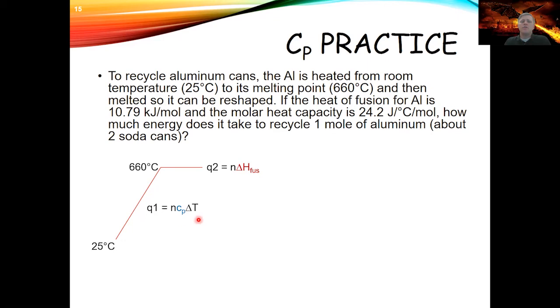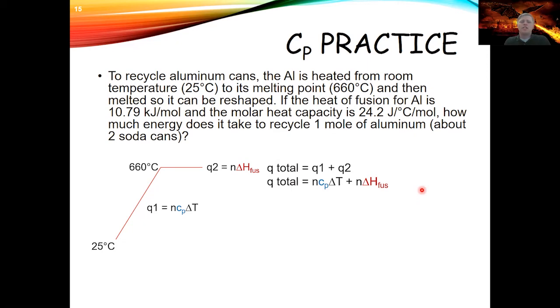Now you'll notice here I'm using the Q equals NC delta T equation instead of Q equals MC delta T. I'm using NC because I'm looking at 1 mole of aluminum. And why would I switch to my specific heat and use the MC delta T if I'm already in moles? Just save yourself some time. So the total heat that I'm going to have to give into this aluminum is going to be equal to these two heats added together. So I can substitute these two equations in here, and now I've got my total heat equaling these two equations.